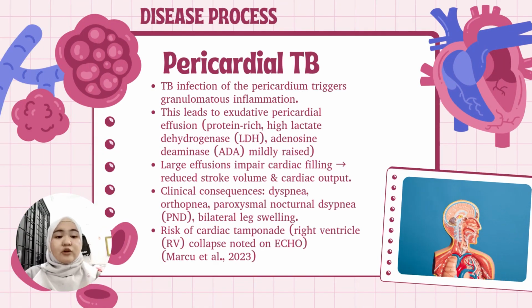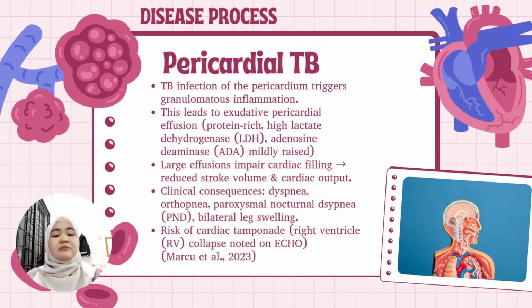Pericardial TB occurs when Mycobacterium tuberculosis infects the pericardium. So this infection triggers a granulomatous inflammatory response within the pericardial layer. As inflammation progresses, capillary permeability increases, leading to the accumulation of an exudative pericardial effusion. So the fluid is typically protein-rich with high LDH. The adenosine deaminase may be mildly raised, which is suggestive of a tuberculosis cause. When the volume of pericardial fluid becomes large, it increases pressure within the pericardial sac and restricts the normal cardiac filling during diastole. This results in reduction in stroke volume and cardiac output.